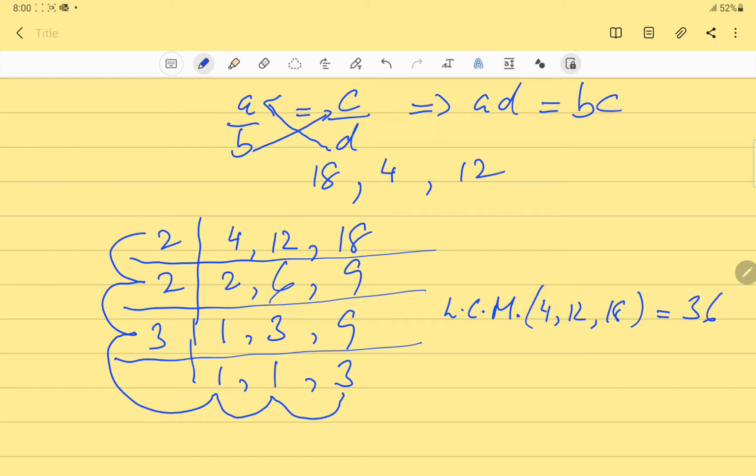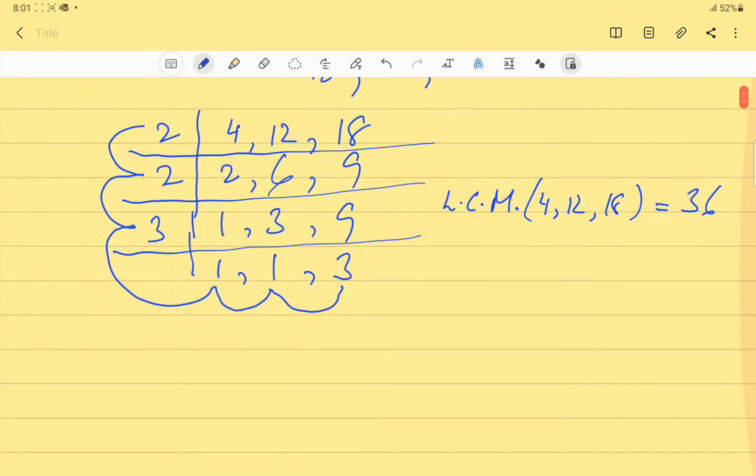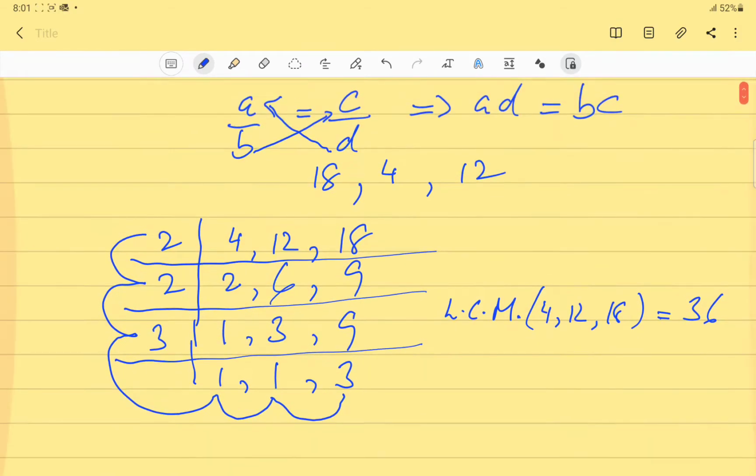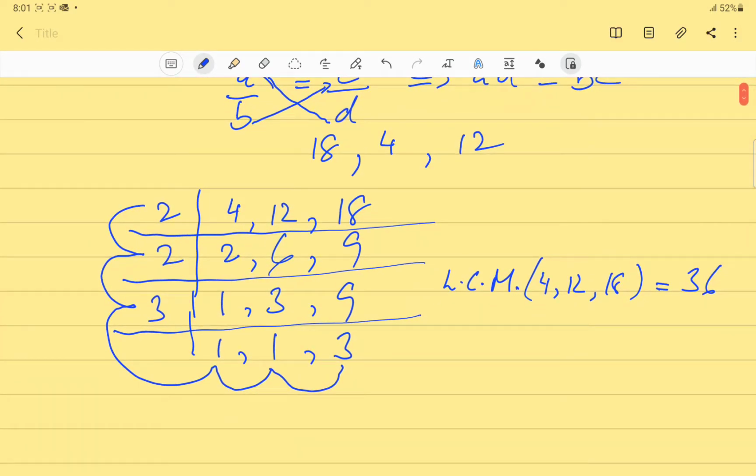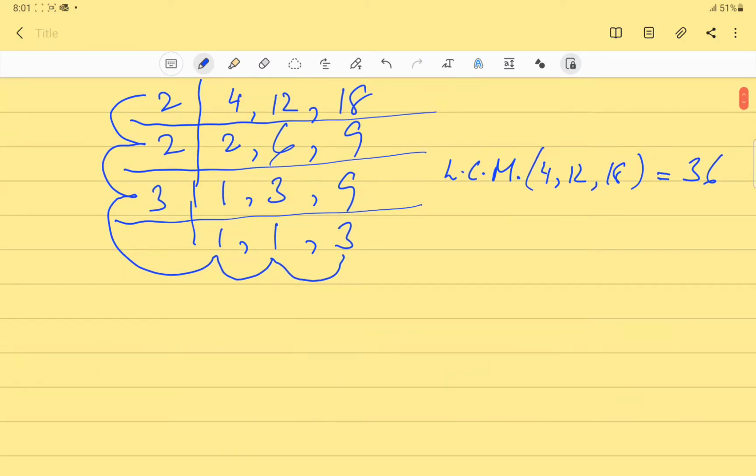LCM means lowest common multiple. This is the lowest common multiple of these three numbers, that is the smallest possible number that is a multiple of 4, 12 and 18. In other words, if you want to keep it simple, if you write the tables of 4, 12 and 18, the first smallest multiple which will come in all the three tables will be 36. Now let's go ahead and start solving our questions.